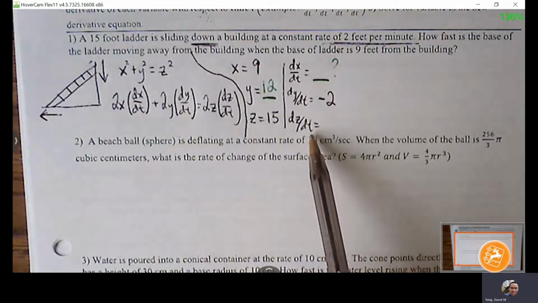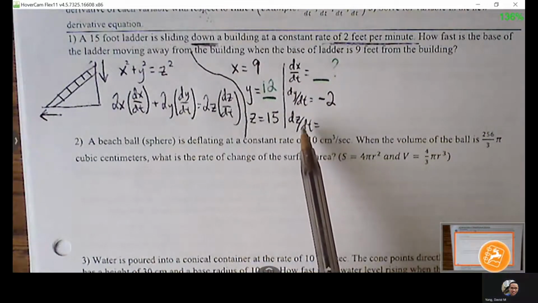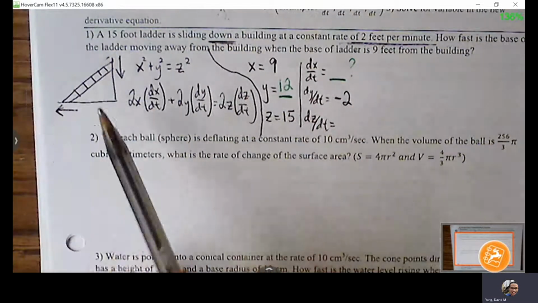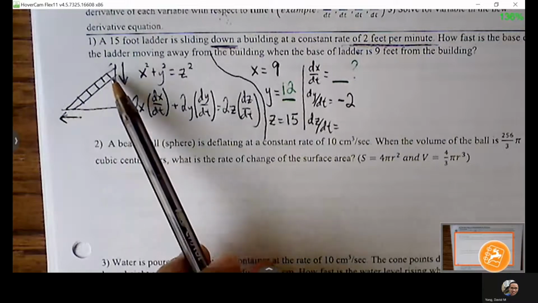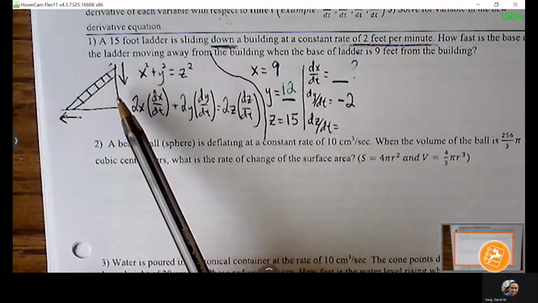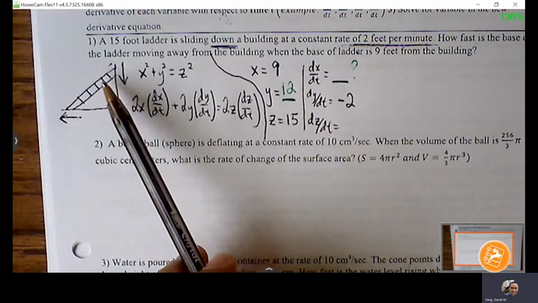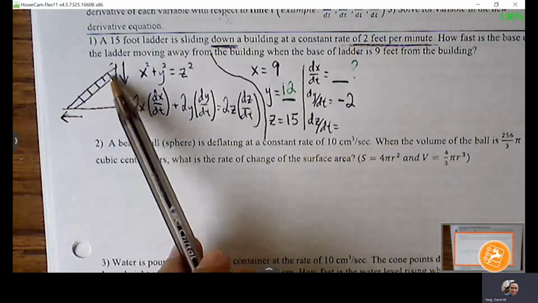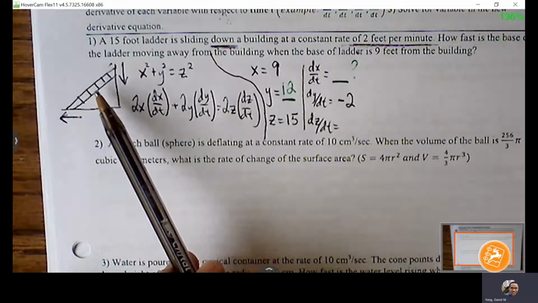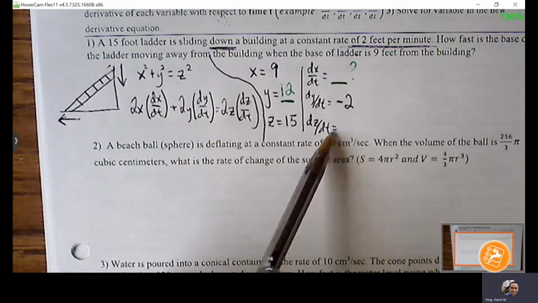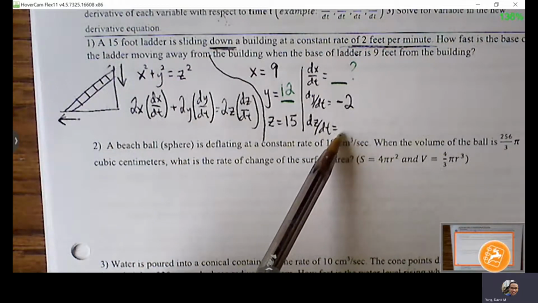Okay, the other missing piece is this dz dt. What do you think dz dt is going to be? Okay, think about the ladder. It's not changing, right? This ladder will be 15 feet at the beginning of the problem. It'll be 15 feet at the end of the problem. So therefore, the rate of change of that ladder is what? 0. Okay.